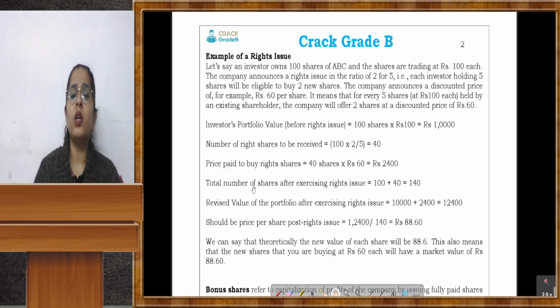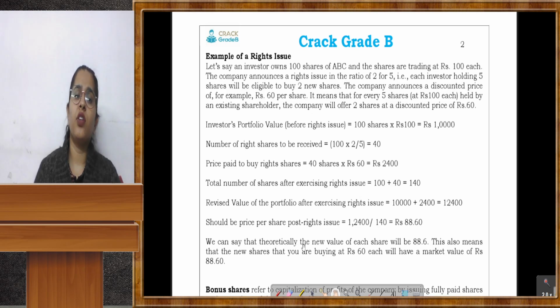Okay. So the total number of shares after exercising the right issue will become 100 shares he already had and 40 shares he will get. So now it will become 140. Revised value of portfolio: 10,000 was the earlier value and 2400 is the amount he paid to get the right issue. So we find the price per share post right issue. Now they have taken an average, that is, whatever amount he has paid for the total number of shares divided by the total number of shares, 140. It has come out to 88.60.